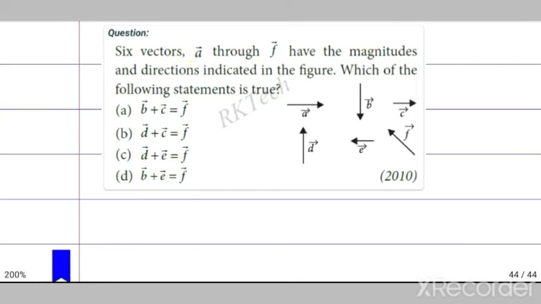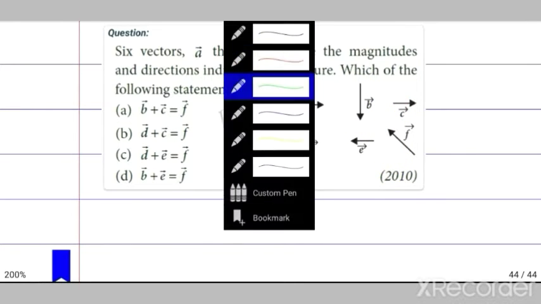Six vectors A through F have the magnitudes and direction indicated in the figure. Which of the following statement is true? B plus C equals F, D plus C equals F, D plus E equals F, B plus E equals F, as the vectors are shown here. It was a question of 2010.